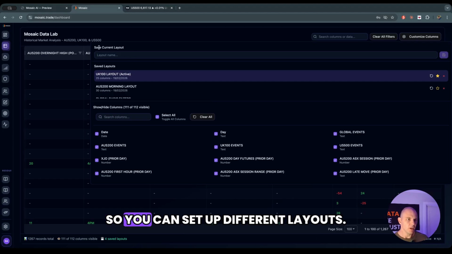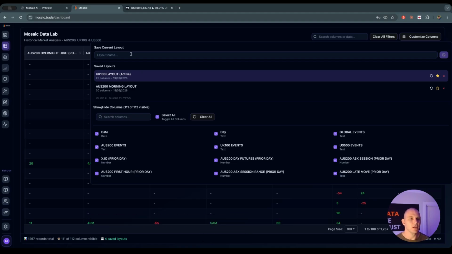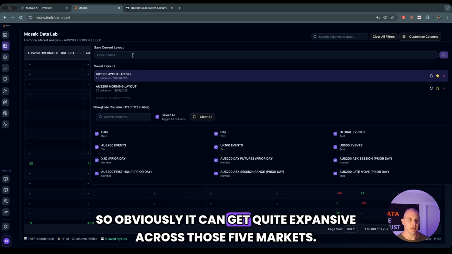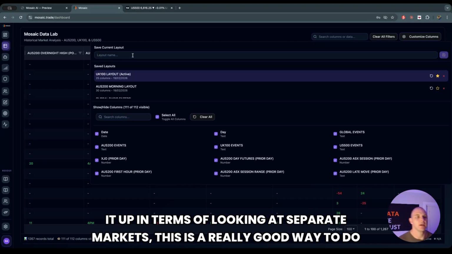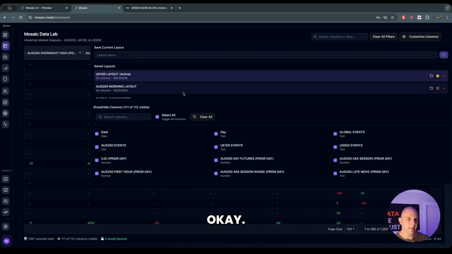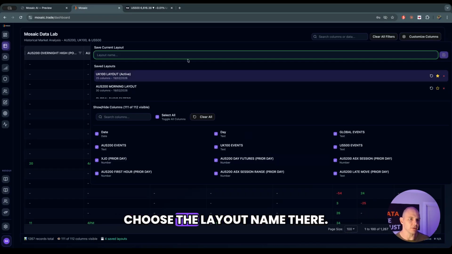So you can set up different layouts. There are about 110 columns in here, which are different time periods, different filters, etc. So obviously it can get quite expansive across those 5 markets. So, if you only trade Aussie 200, or you want to split it up in terms of looking at separate markets, this is a really good way to do it. Okay. So you just select the columns that you want to see and then save them as a layout. You choose the layout name there.